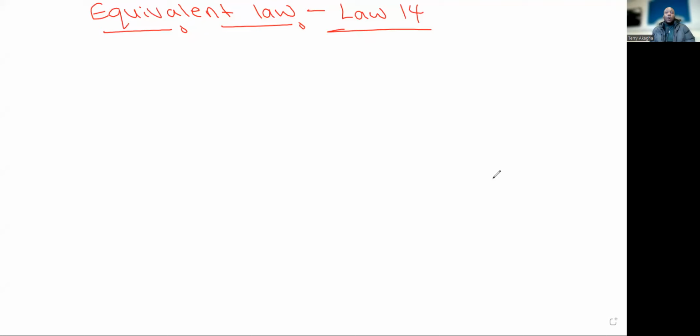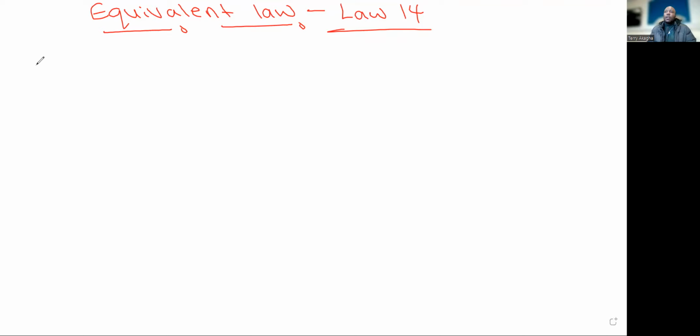Now, the equivalent law, basically, we're talking about when they have the equal to sign on both sides, okay? And how do you solve such questions, all right? So I'm going to give you 4 different formats that you need to keep in mind. This law is one of the most important laws you need while solving questions, all right?